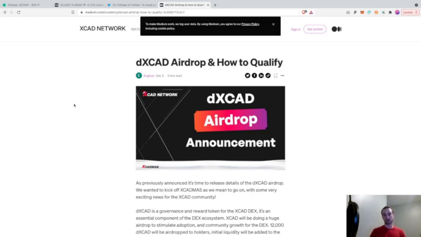And so here's an opportunity to be aware of and more evidence of the building that's happening on ZIL. Just note that you can't hold it on an exchange. You've got to hold it in a private wallet that you have the keys to.